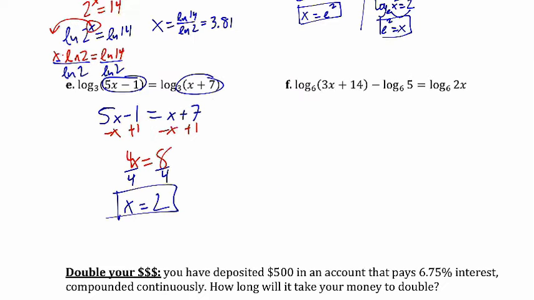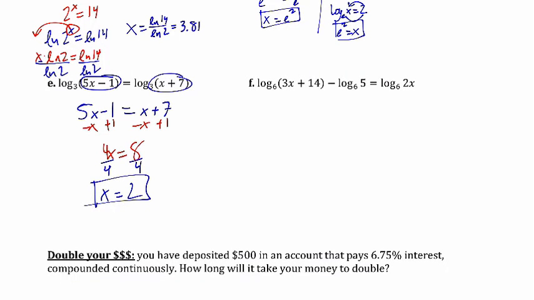And the last one, log base 6 of 3x plus 14 minus log base 6 of 5 equals log base 6 of 2x. That left side, we're going to have to use a property we haven't talked about today, the quotient property. If you have one log minus another, we can combine them into one single log. So we have log base 6 of the first one, 3x plus 14 divided by 5. The numerator comes from that first logarithm, the denominator comes from the second.